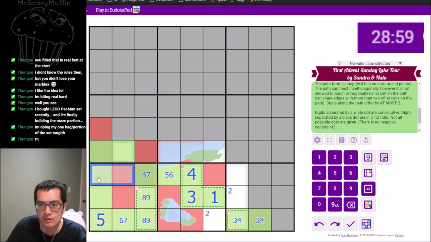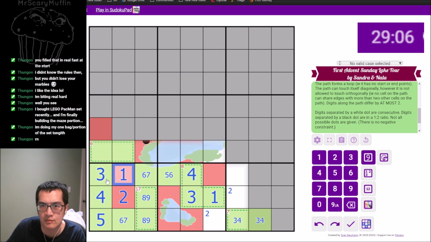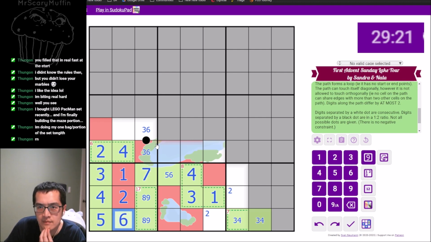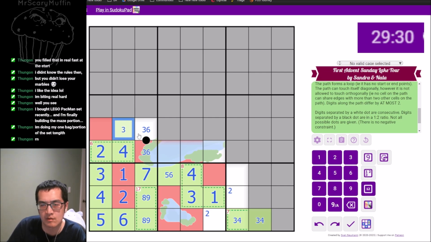4, 5. This is a 1, 3. This is a 2, 4. Can't connect to the 2. It also can go to the 4. 4 can't go to the 1, so that's a 3. And this is like this, but it has to be 2, 4 because 1, 5 is too much. Which leaves us with a 3, 6 here. So that's a 7. That's a 6. This goes up here. And it could be a 3 or 5. Can't be a 3, it has to be a 5.